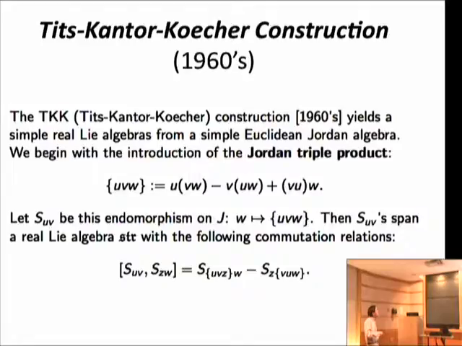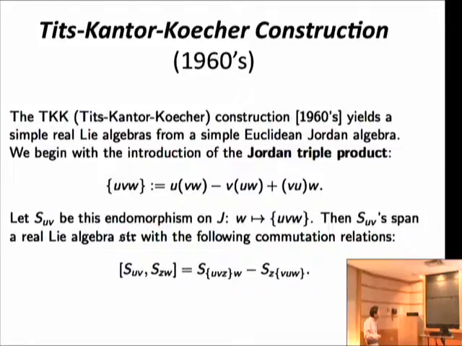Now, if we fix U and V, view W as a variable, then we really get an endomorphism on this Jordan algebra. A Jordan algebra, remember, is a vector space. You map W to this one. And this is denoted by S sub UV. And these S sub UV for all possible U and V span a real Lie algebra called the structure algebra of the Jordan algebra. Because if you form the commutator of any two of them, it is closed.